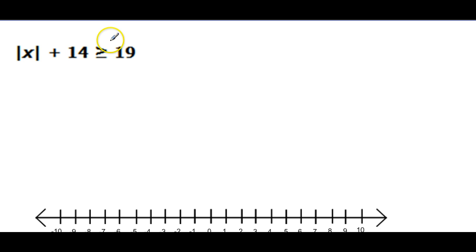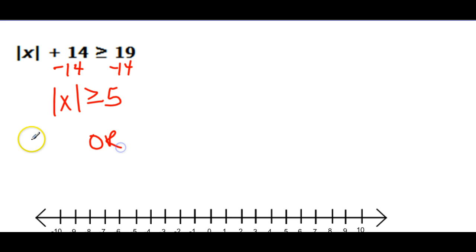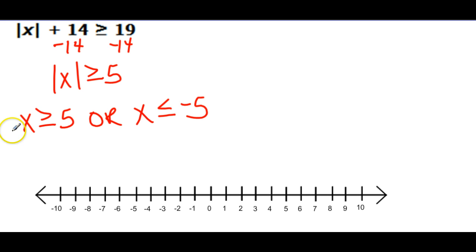Okay? Let's go to this one. This time the inequality sign is different. Subtract 14 from both sides. I get the absolute value of x is greater than or equal to 5. Set up, so this is "greater-or." So I'm going to get x is greater than or equal to 5, or x is, again, flip the inequality sign over when you make the negative. Okay, since it's an or situation, you just put both of them on the same graph. So x is greater than or equal to 5 is a closed dot at 5 with an arrow going to the right. Or x is less than or equal to negative 5 is a closed dot at negative 5 and an arrow going to the left.